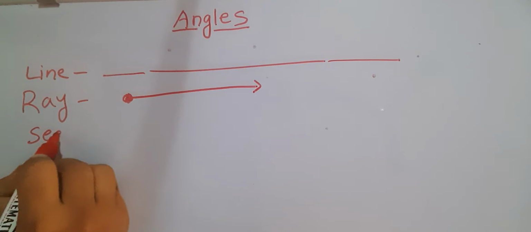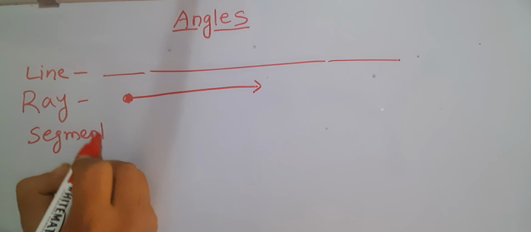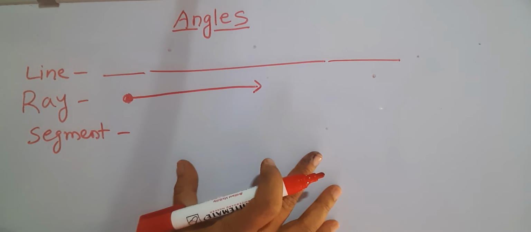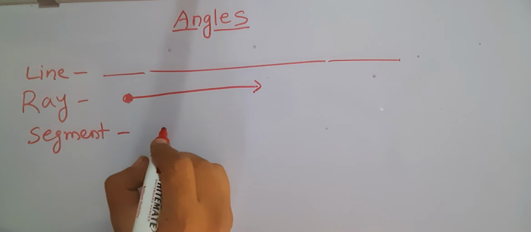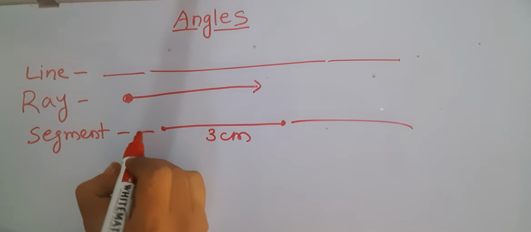And a segment has a fixed length. A segment always starts at a fixed point and has a fixed length. The length of a segment is always fixed. If it is 3 centimeter, it is 3 centimeter. If it's 4 centimeter, it can't be extended from both the sides.